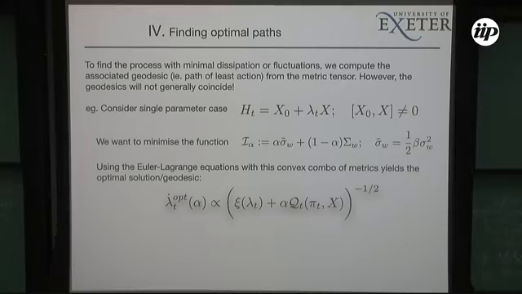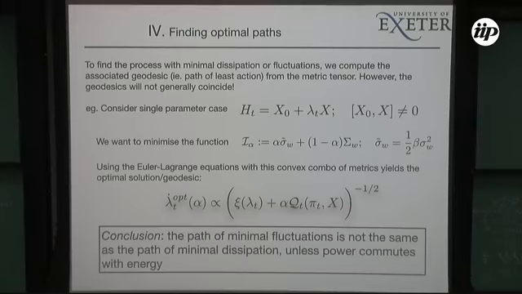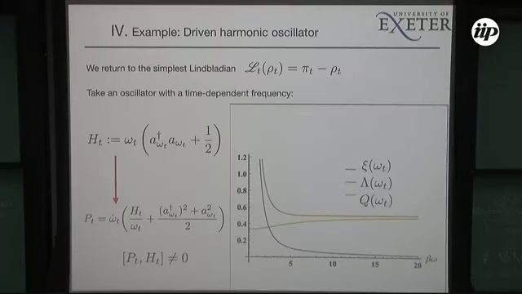So the way to see this is we can actually take a convex combination of the fluctuations and the dissipation. So we take a convex combination of the metrics, we minimize the action, and we find that the optimal path will actually depend on this alpha parameter. So it's only in the classical case where this thing becomes independent. Yeah, so the path of minimal fluctuations is not the same as the path of minimal dissipation, unless you have everything commuting. So I'll show you some examples.